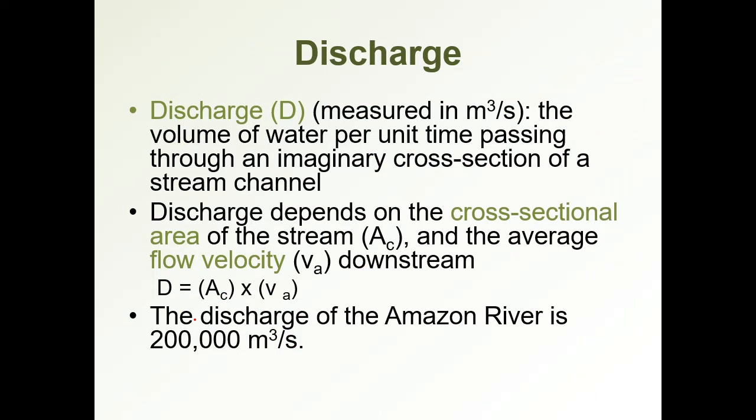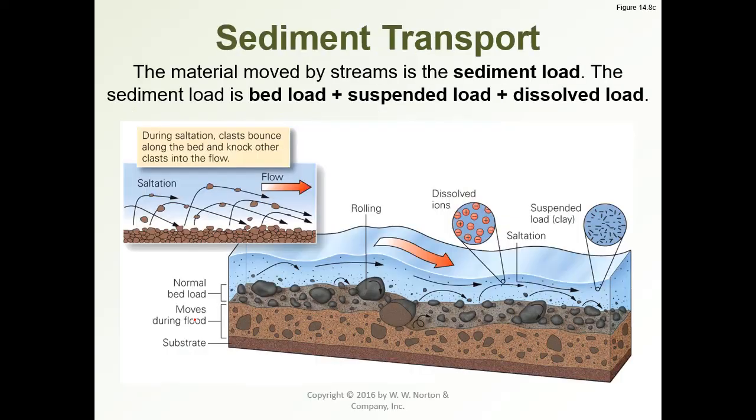The discharge is measured as a volume per time. So it's the volume of water per unit time passing through a cross-section of a stream. We need to know what the cross-sectional area of the stream is, so that's the width times the depth. We also need to know what the velocity of the water is. That's where getting an average velocity is important. If we multiply the cross-sectional area by the velocity, that gives us our discharge in volume per time. The discharge of the Amazon River is 200,000 meters cubed per second. So massive amounts of water moving through that river.